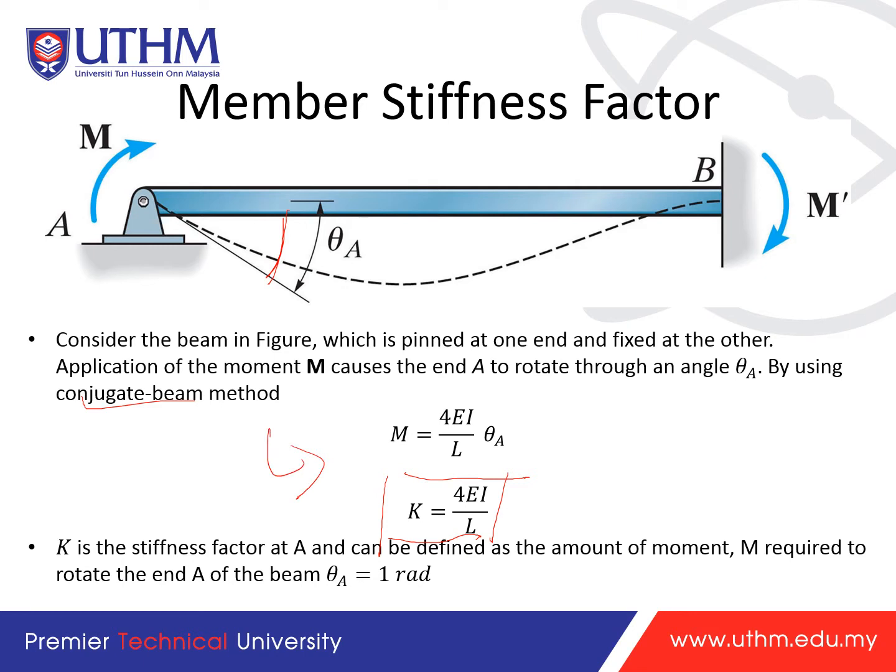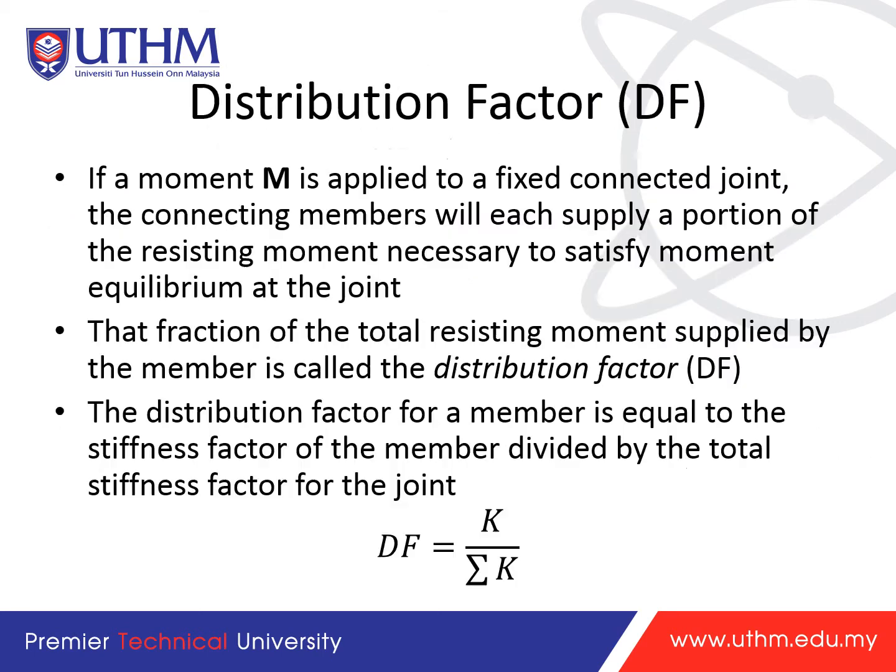K is the stiffness factor at A and can be defined as the amount of moment M required to rotate the end A of the beam by theta A equal to 1 radian. So you find it using K equal to 4 EI over L. This is the stiffness factor.